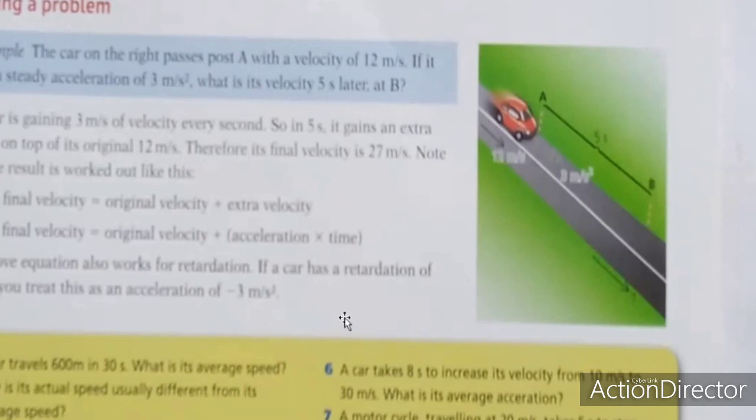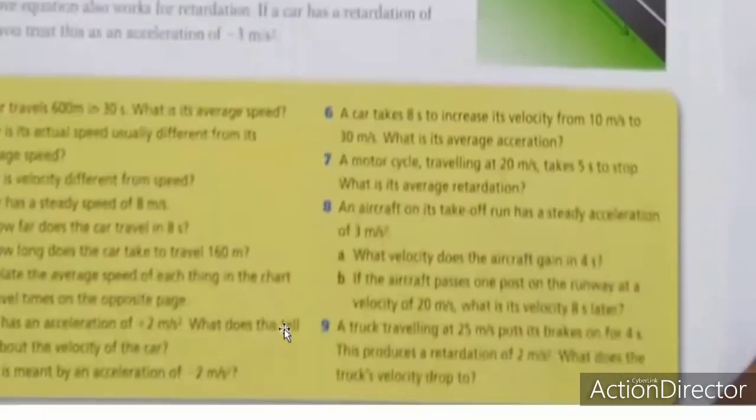Now, if the car has the same condition but applies the brakes, the acceleration will be negative, so it will be a retardation. So its velocity will be 0 at point B. So try to attempt these questions at home.